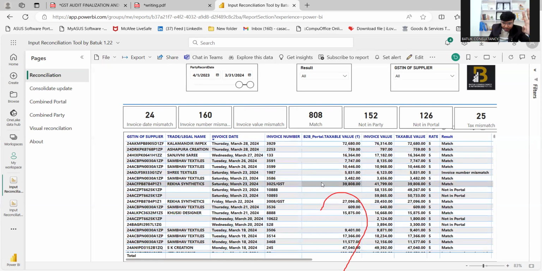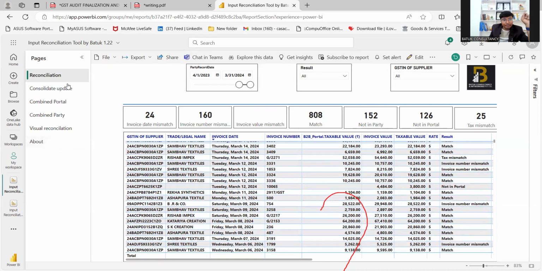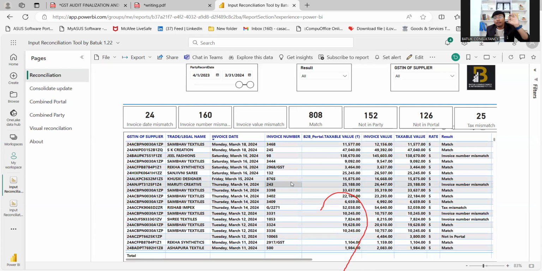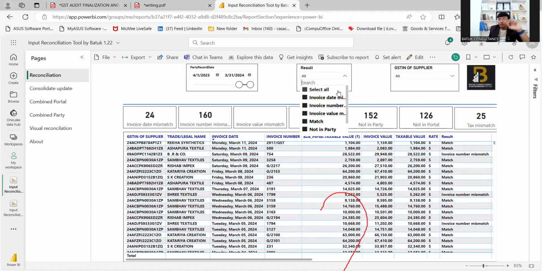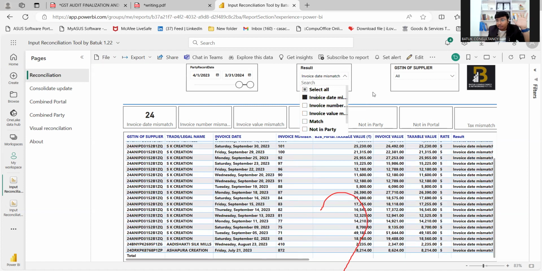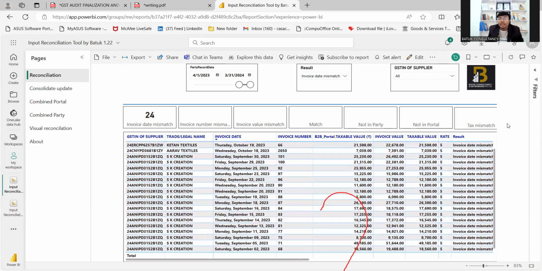So now this is the first step. There are certain tabs. First one is my reconciliation. You just need to select the period, and whatever type of period you select, you will get the reconciliation. Okay, here is the result. If you want to check which data has the invoice date wrongly fed by the party, the taxpayer, in that case you just need to click on the invoice date mismatch. You will find all the invoices on which the taxpayer has mentioned the wrong date, so that this is the indication of the internal control.